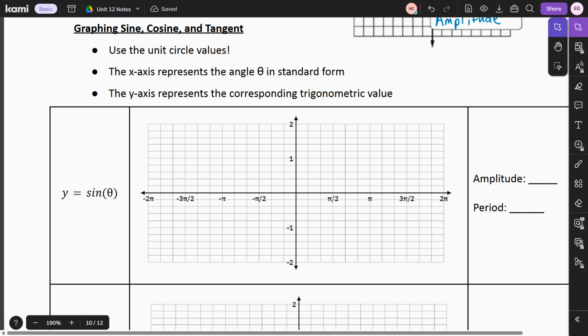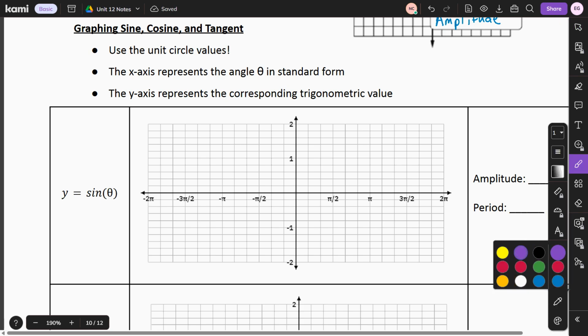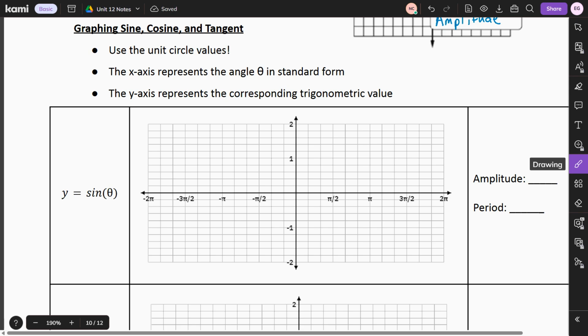So for example, if I'm graphing the parent function of sine, y equals sine of theta, I'm going to start at 0 on my unit circle. On the unit circle, sine corresponds to the y value at the point. So at 0 degrees, the y value is 0. So I'm going to plot a point at (0, 0). And then I go to pi over 2. At pi over 2, sine is equal to 1. At pi, sine is equal to 0. At 3 pi over 2, it's equal to -1. And at 2 pi, we return to 0. So it's going to make this curve shape here, this wave shape.